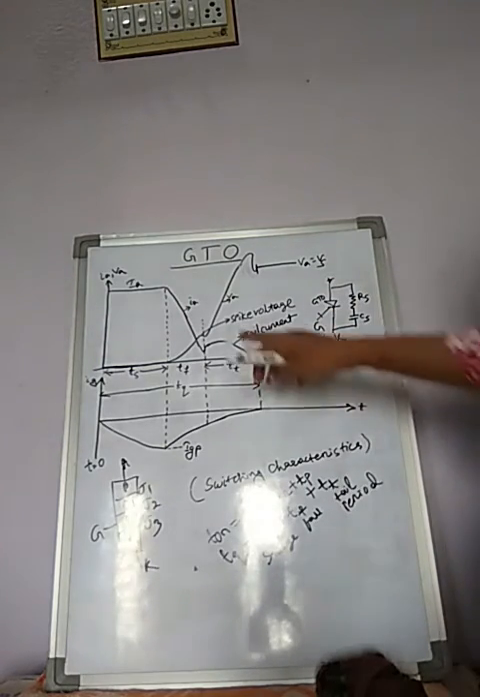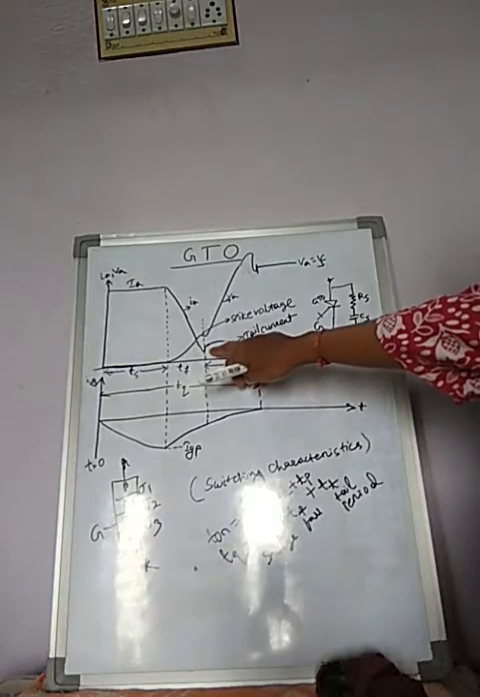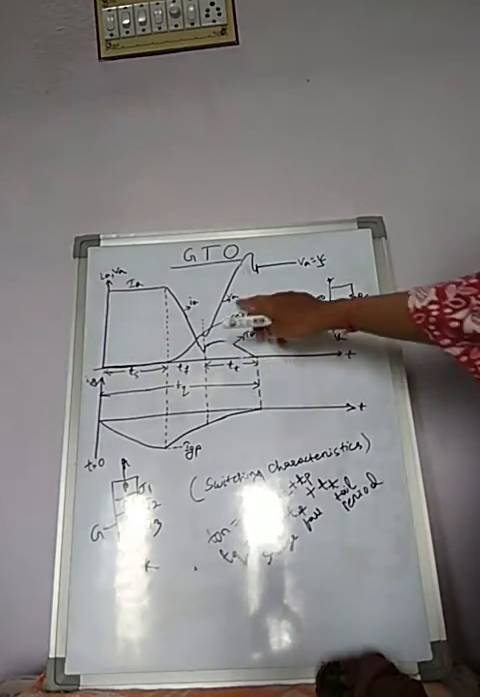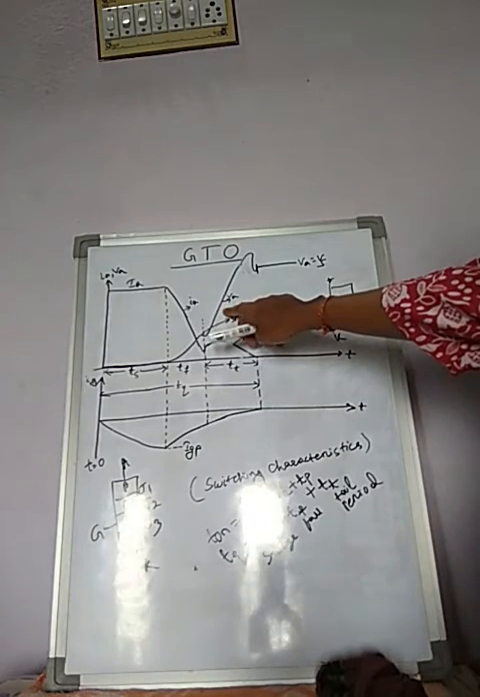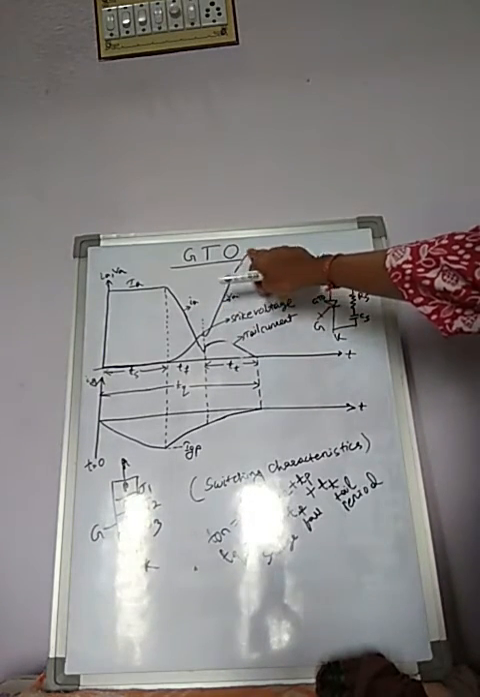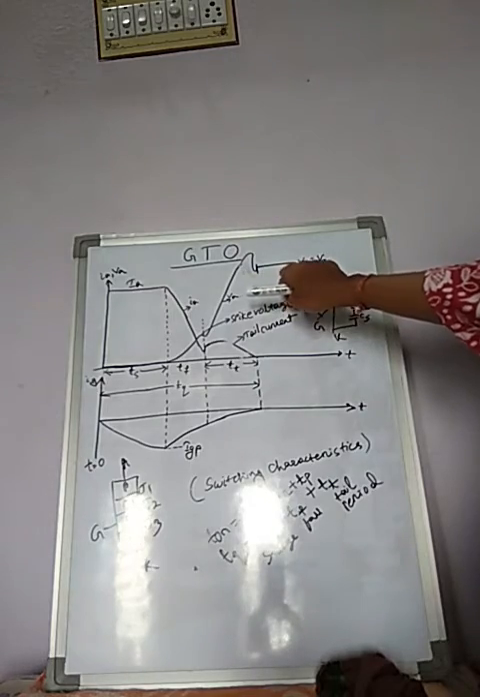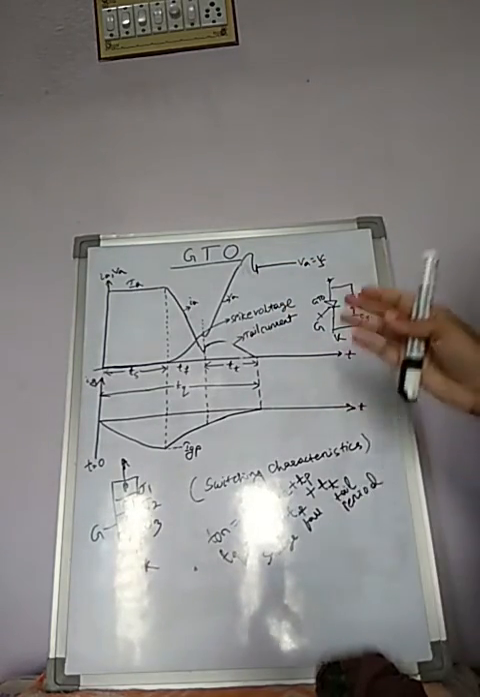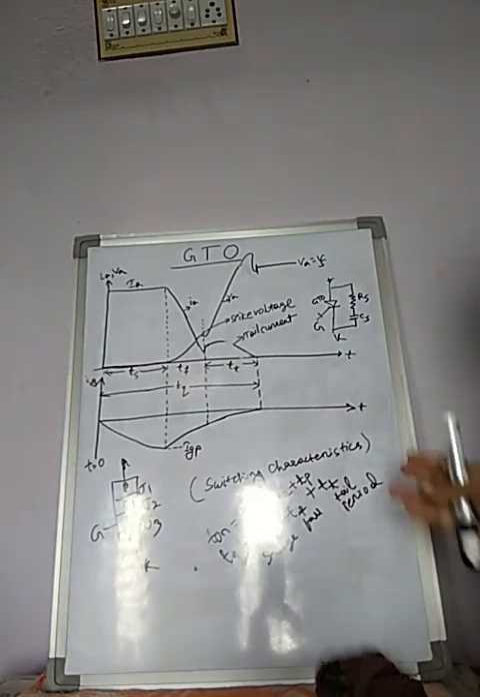The duration of tt depends upon the device characteristics. How much time the anode current takes to reach this zero level, how much time the anode voltage takes to reach this transient overshoot, and then to reach the constant level VA equal to Vs, all of these totally depend upon the device characteristics.